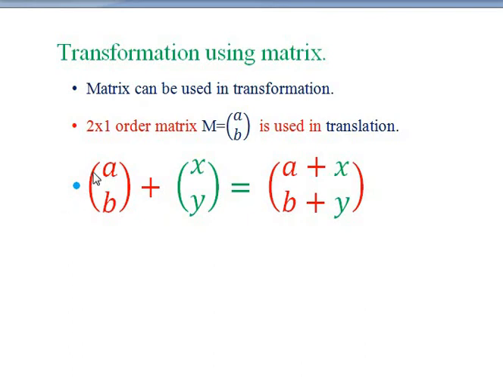Look here: (a, b) is the transformation matrix, and this is the object matrix. When we add these two matrices, we get a plus x by adding the corresponding elements a and x. We get b plus y by adding the corresponding elements b and y. So this is the image obtained by using the transformation matrix (a, b).